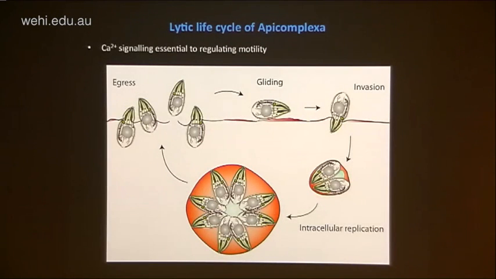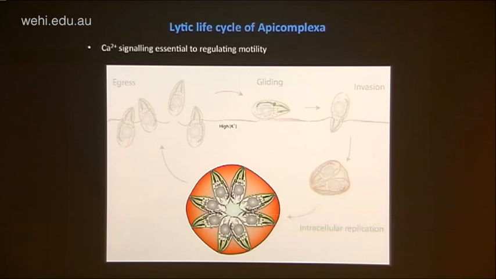So if we look at this lytic life cycle in a little bit more detail in these parasites, and I'm sorry for that resolution there, it's really nice up here. Looking at the Toxoplasma parasite, what's known is that this lytic life cycle, proceeding from replication, egress through to host cell invasion, is regulated mainly by calcium signalling events.